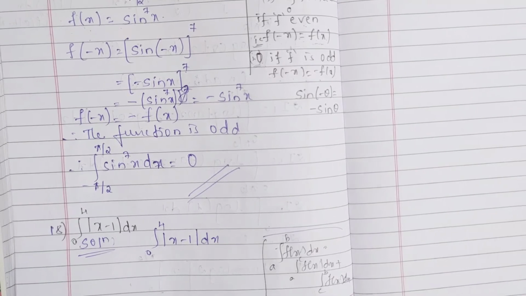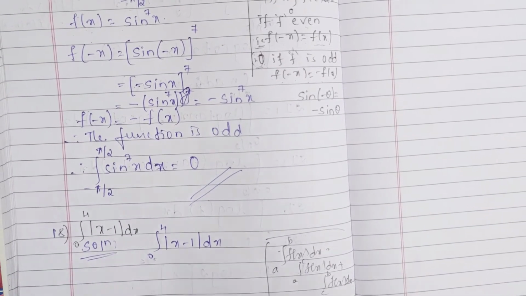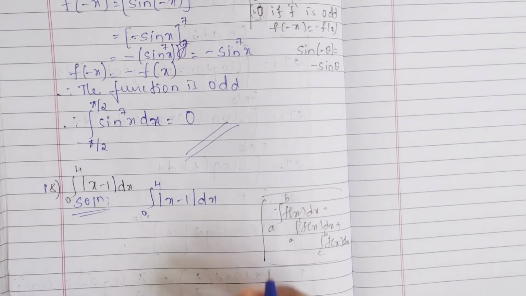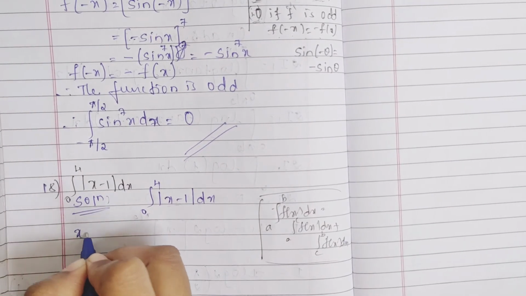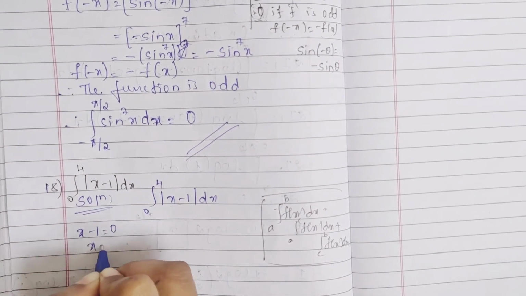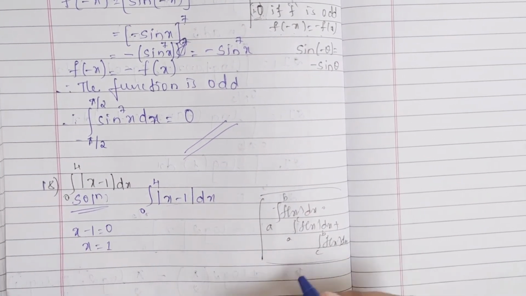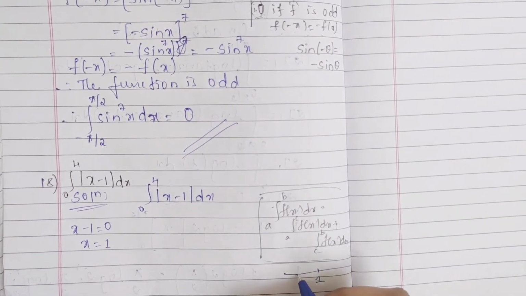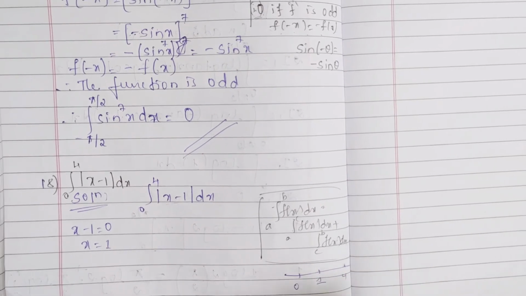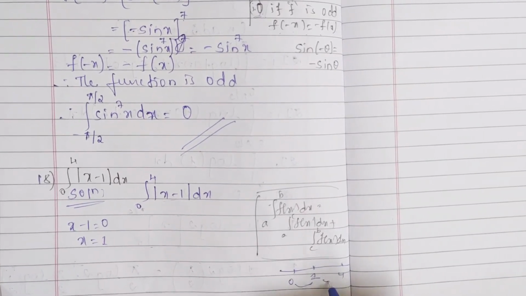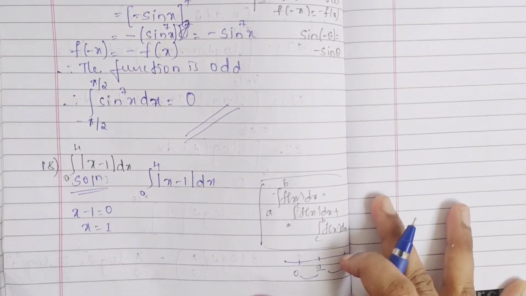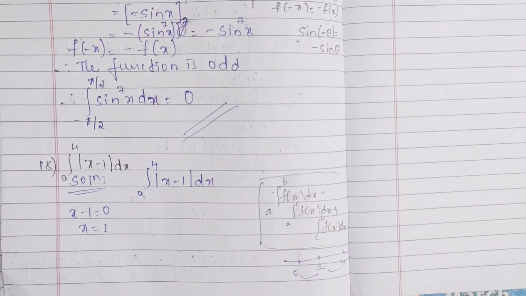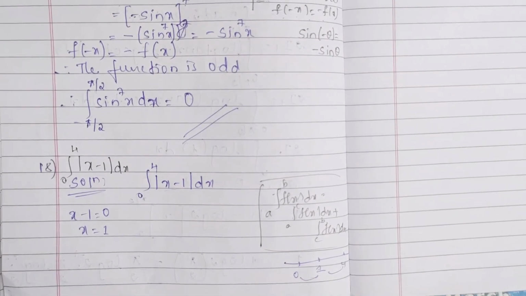So before that, first you have to find out from the modulus. So x minus 1 equal to 0. So x will be 1. So the interval, 1 is between 0 to 4. So one interval is from 0 to 1 and another interval is from 1 to 4. So you have split it in two terms.